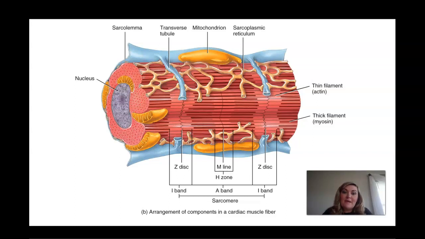Now you can see the banding is actually going to be created by the thick filaments and the thin filaments. So the thicker filaments, which are made of myosin, are going to be the darker sections that you see there. The thinner filaments are going to be made of what's known as actin, and that's going to be the lighter band you see there. And the actin, of course, is going to be attached to each other in a zigzag line that comes down, and that's referred to as the Z disc.